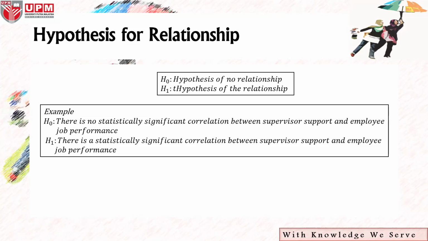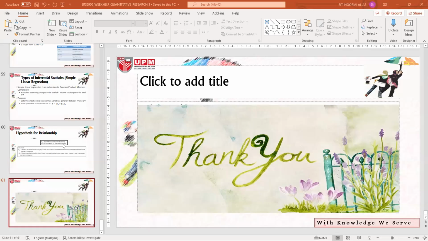Okay, so our null hypothesis probably will be there is no statistically significant correlation between supervisor support and employee job performance. Sorry, very easy. Okay, senang je. Okay, that's all. Sampai simple linear regression sahaja.